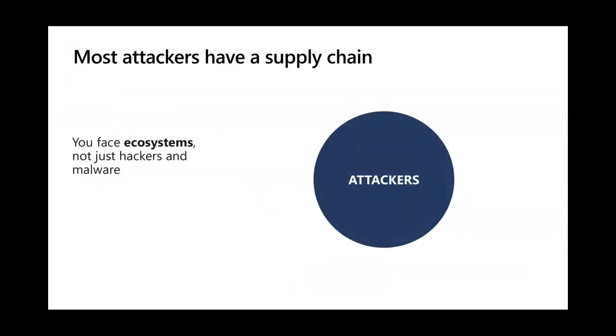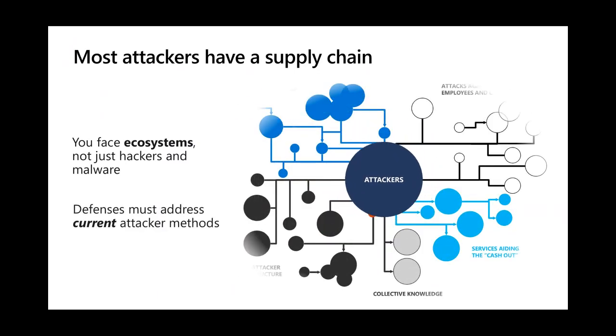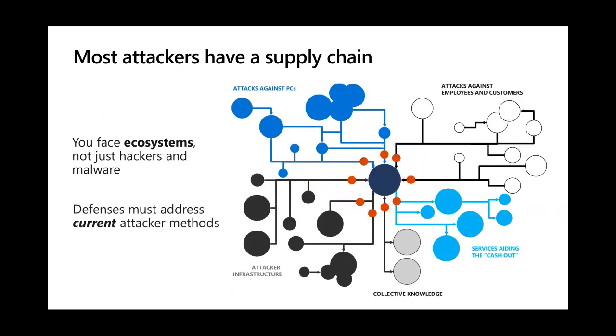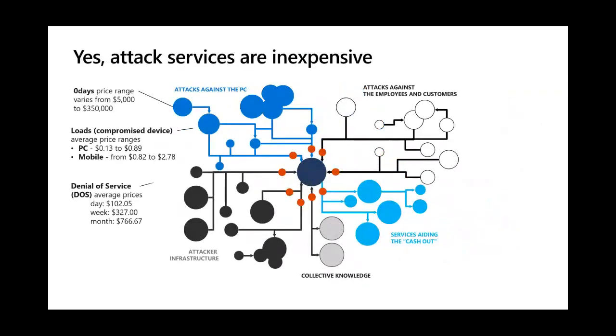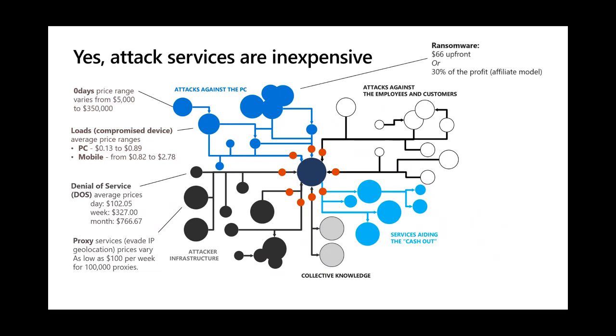Most attackers, we need to understand that they have a kind of supply chain. And this supply chain is very critical because you face an ecosystem, not just hackers and malware. It's a complete ecosystem. And the defenses must address this kind of current attack controls. Attack services, unfortunately, are inexpensive. Some of these numbers, I think, came from last year. And then you can see, for example, that zero-days, which is the most expensive thing, will range from 5,000 to 350,000. Zero-days means something that has no defenses. If someone used this, it will really hurt you because there's no current defense about it. There's no malware signature, there's no patch. It's a zero day. It has nothing about it. And this is the most expensive thing.